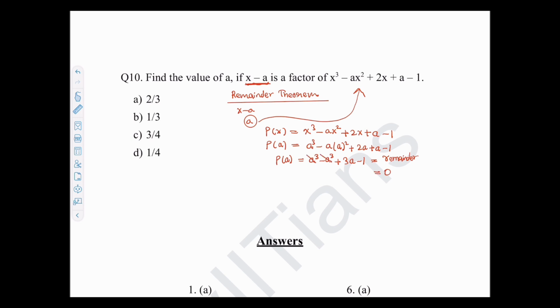And a cubed and a cubed cancel out, so we get 3a minus 1 equals 0. So we can say that 3a equals 1, which means a equals 1 over 3. Hence, option B is the correct one over here. And that's it.